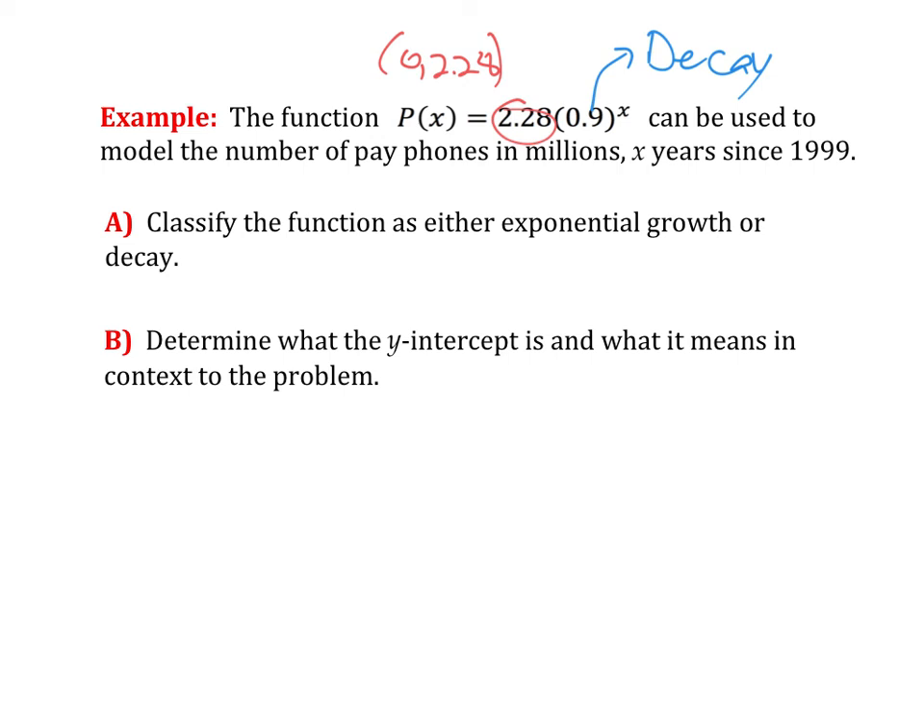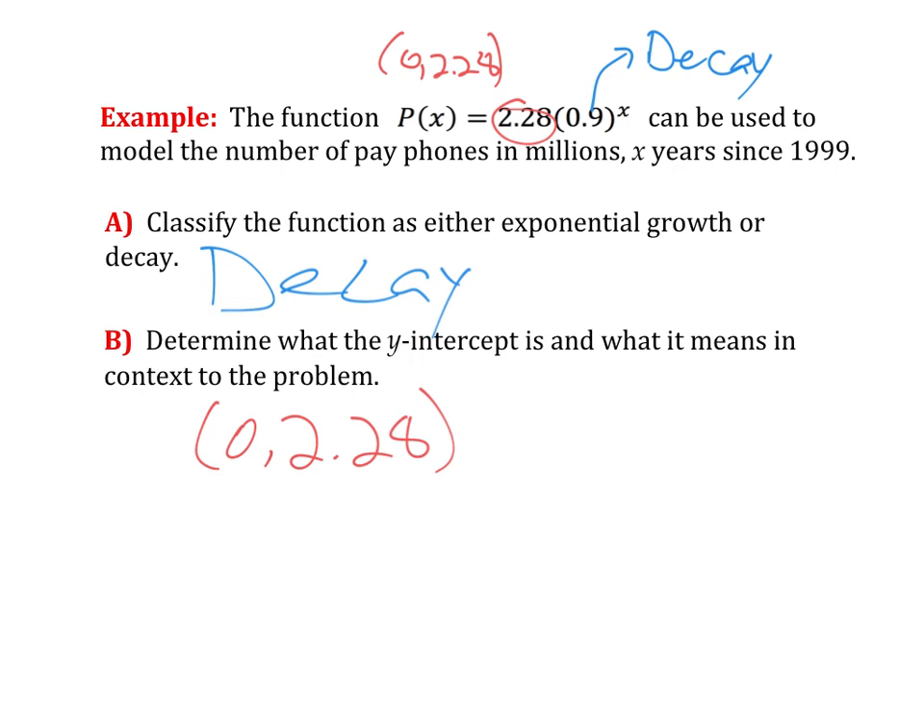All right, so classify this function as either growth or decay. Already did that. Why can I not spell the word decay today? There we go. Determine what the y-intercept is. Already did that as well. (0, 2.28). And now, what does that mean in context of the problem?